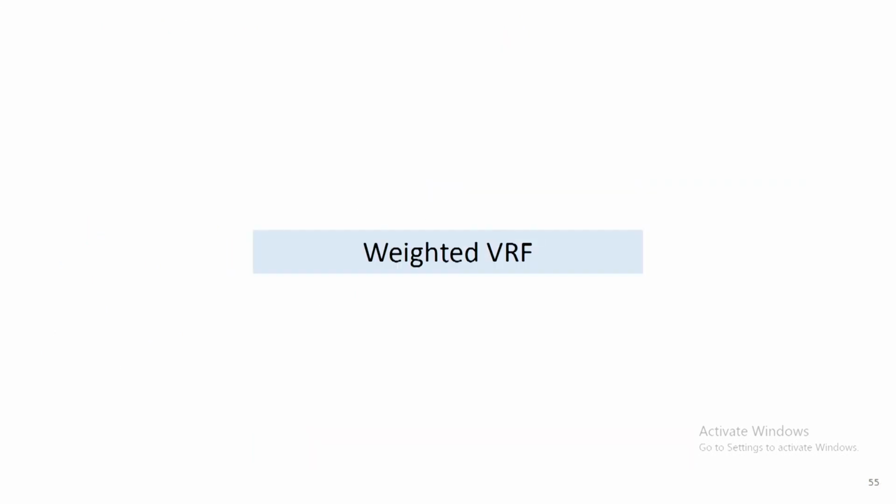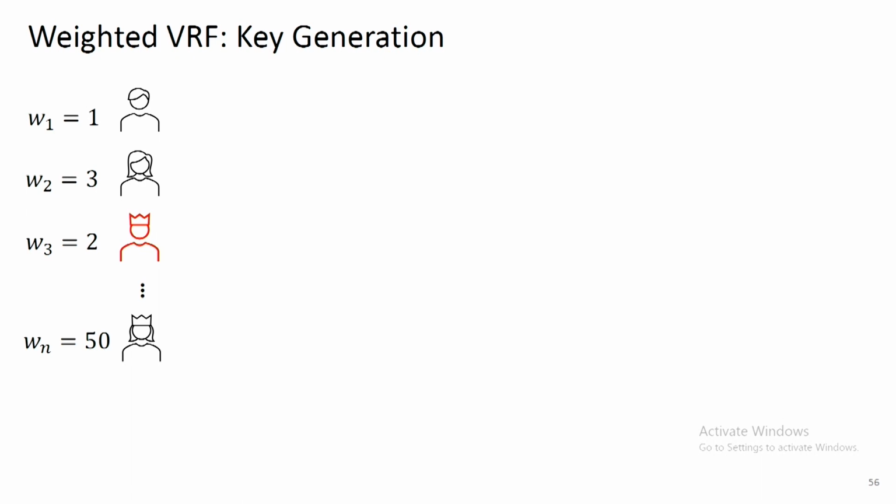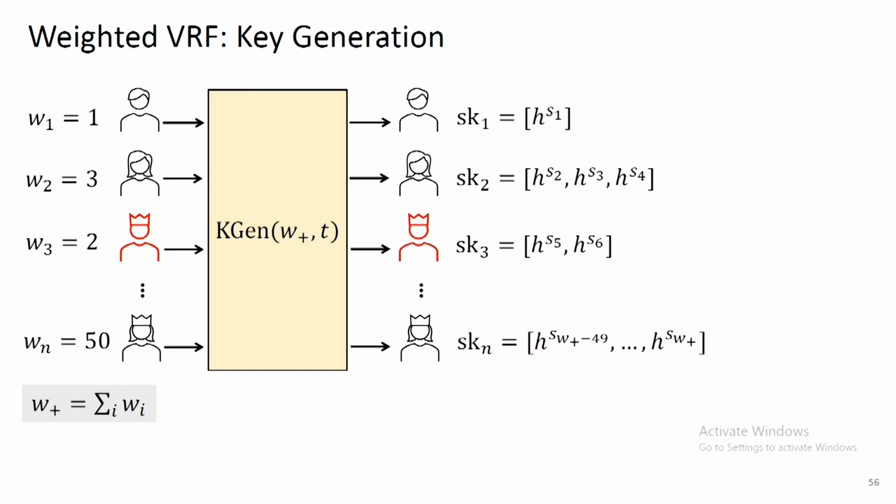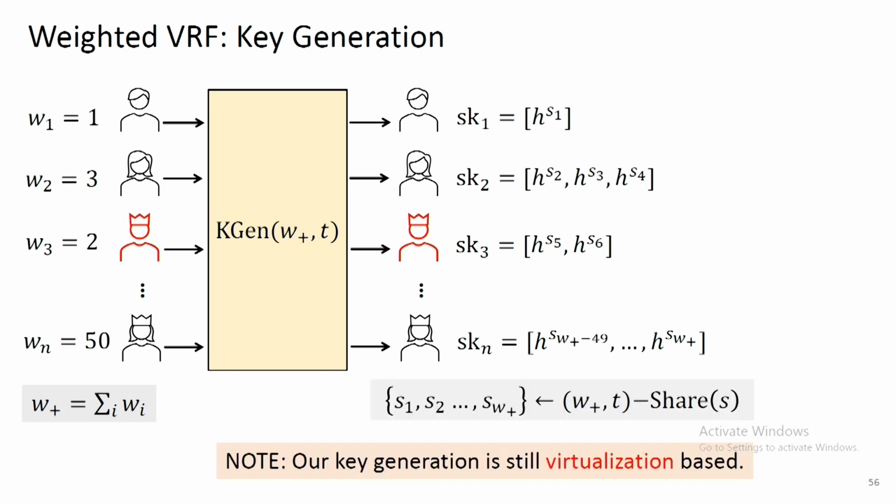But well, we wanted a weighted VRF. So weighted VRF works as follows. We have parties with different weights, and they run a key generation algorithm, but the signing keys now are proportional to this weight. So what we are doing here is virtualization. So we don't know how to solve this problem precisely. So if you want to make a note of it, you just have to observe how long each value is, and we want each value to be as short as possible, independent of the weight.